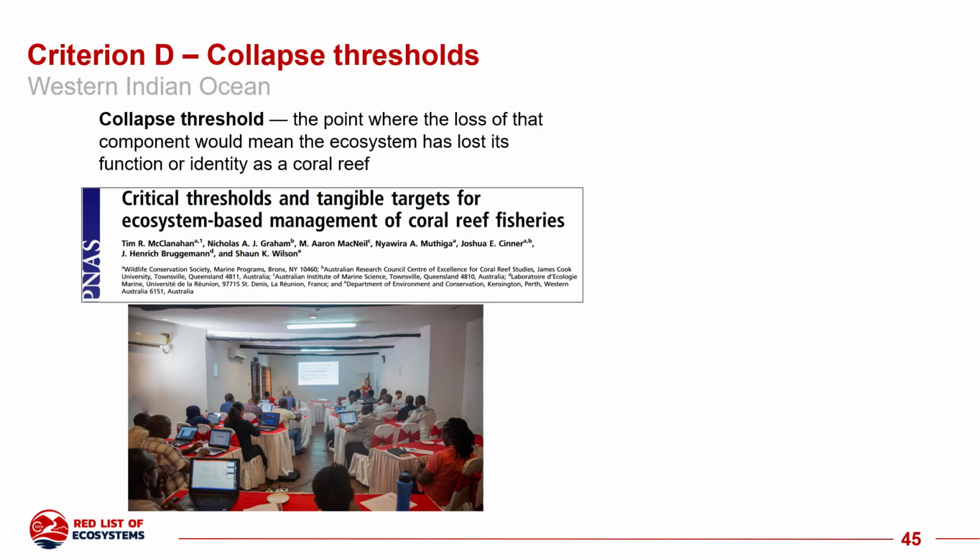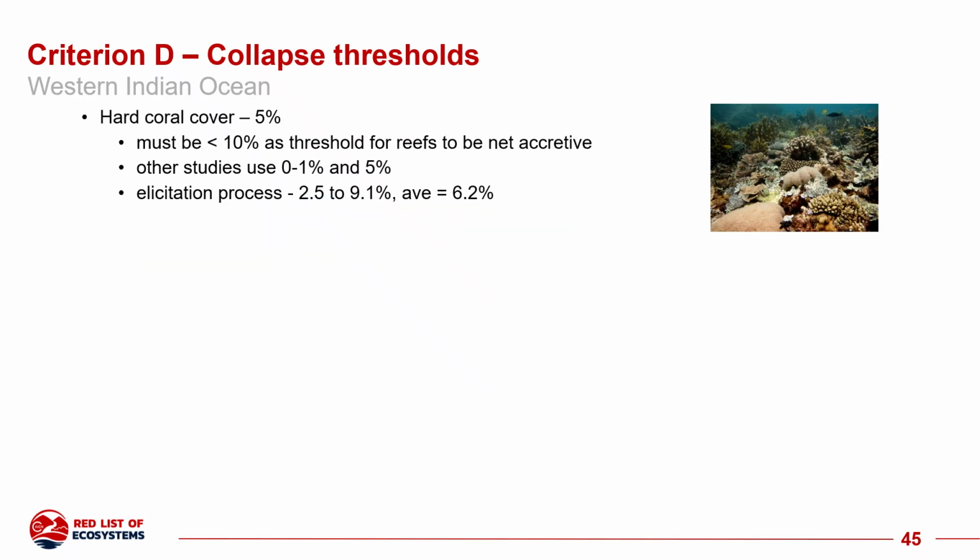So let's walk through the thresholds that were used. For hard coral cover, a threshold of 5% was chosen. This implies that when coral cover drops below 5%, the reef is considered collapsed. This sits between the commonly cited 10% threshold for net reef accretion and more extreme thresholds like 1% or less, which were considered too low as significant ecosystem function would already be lost by that point.